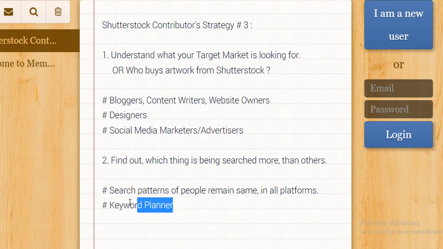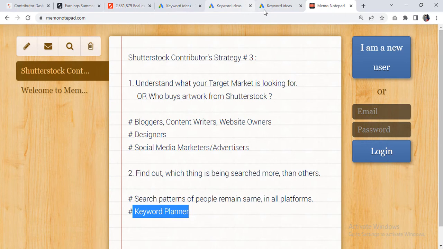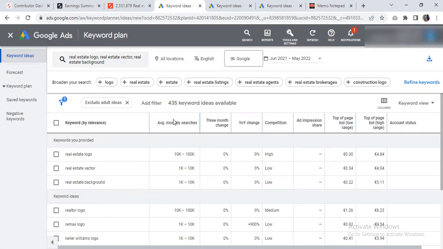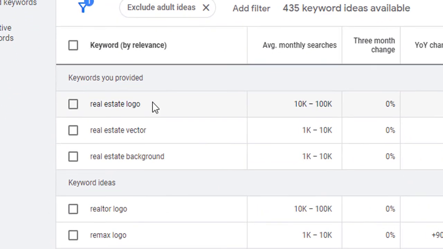Google Keyword Planner is a free tool. I've opened up these tabs for you to showcase some examples to you, and that would really help you understand it more, and the method that I use. So we do have access to the Google Keyword Planner, which is a tool, and it tells us how many people are searching for something specific. So here I have evaluated 3 keywords for the entire world, all locations. So real estate logo, real estate vector, and real estate background.